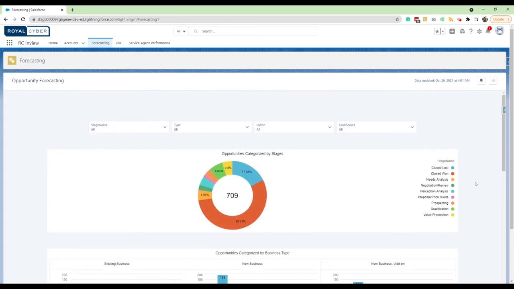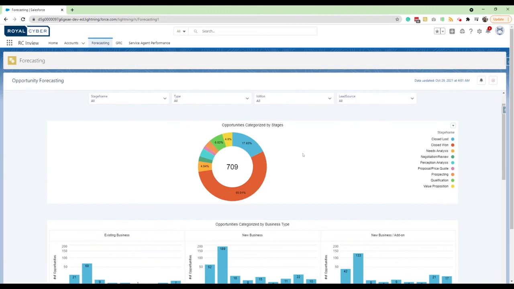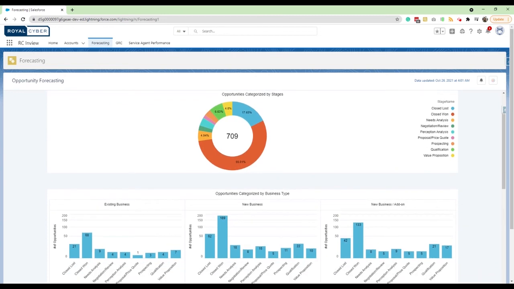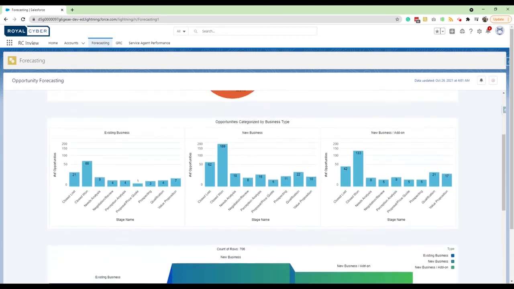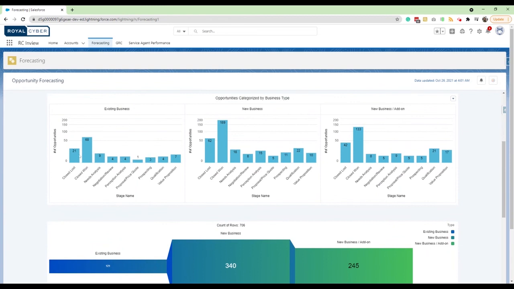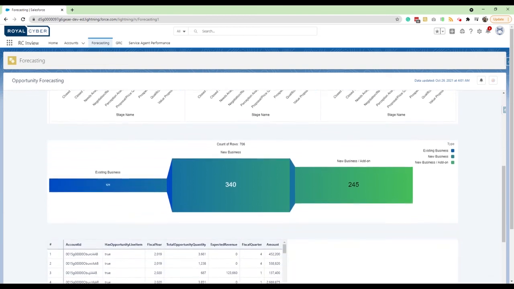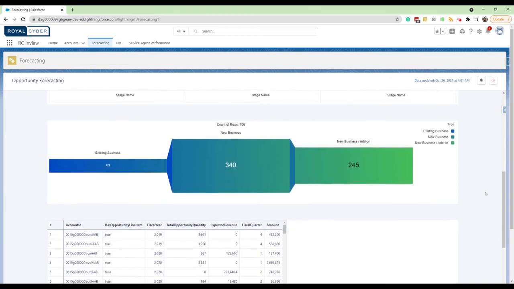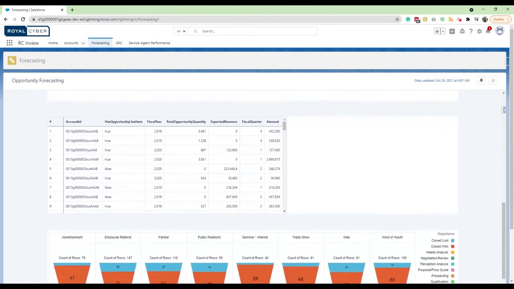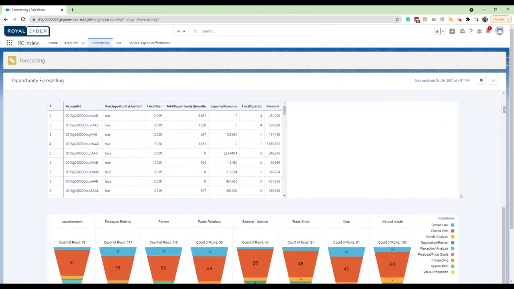So here again, it's for the opportunity that we have got, where it says closed won, and I'm at a 55% closed won based on all the opportunities that are available. This is again the same, where based on the kind of business I'm getting, how does my opportunity look? A different representation of the previous data, then the list of opportunities and all that.